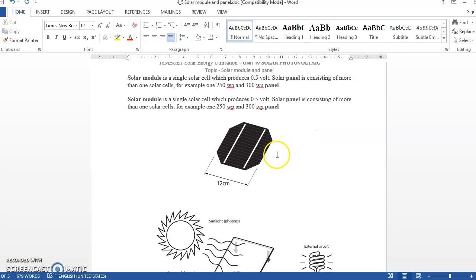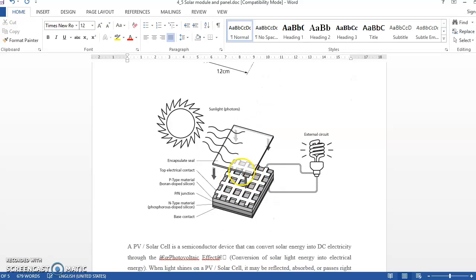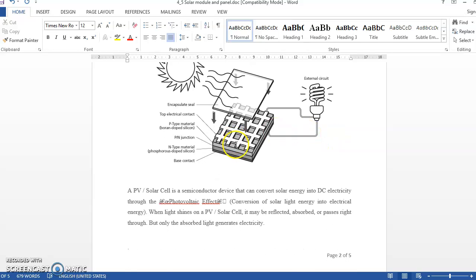Based on the voltage, we have to calculate the load required for electricity supply, and then we have to design the module. So let me see, 12 centimeter, it's one module, right? When sunlight hits one module, a combination of modules produces the electricity required by the external circuit.